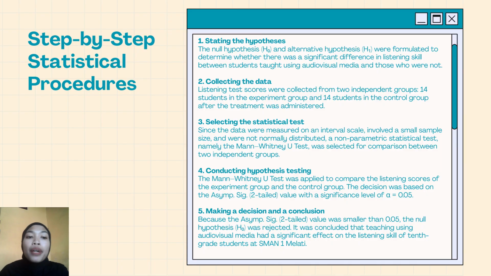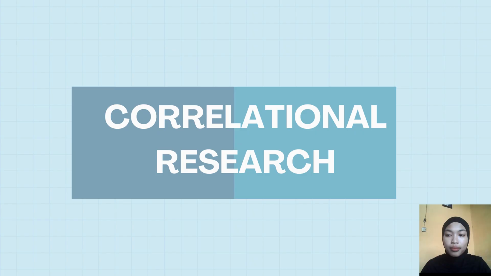And here are the step-by-step statistical procedures from the beginning to the end. First, stating the hypothesis, of course, and then collecting the data, selecting the statistical test, which is the Mann-Whitney U test, and then conducting hypothesis testing, and the last is making a decision and conclusion.